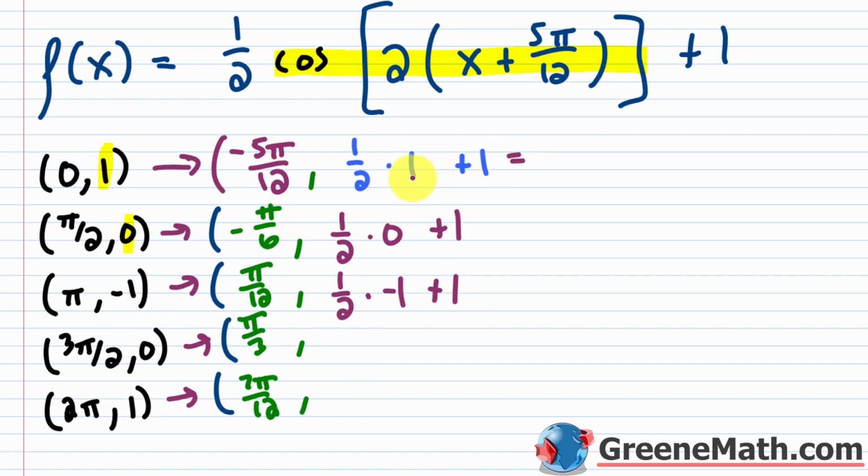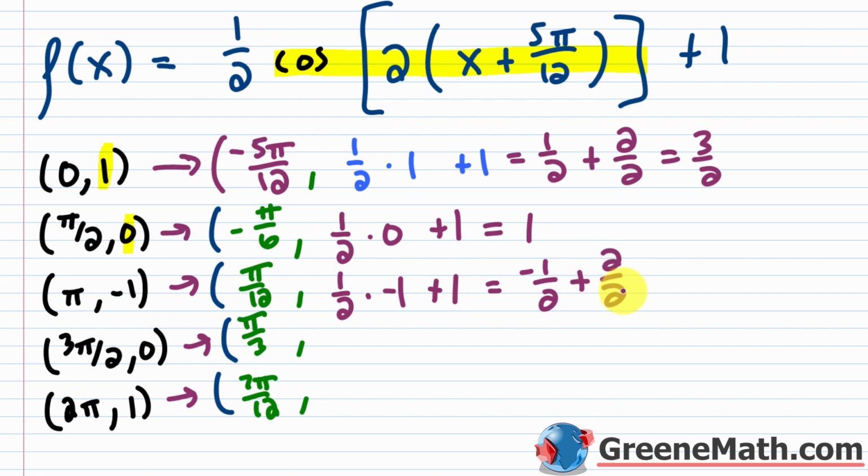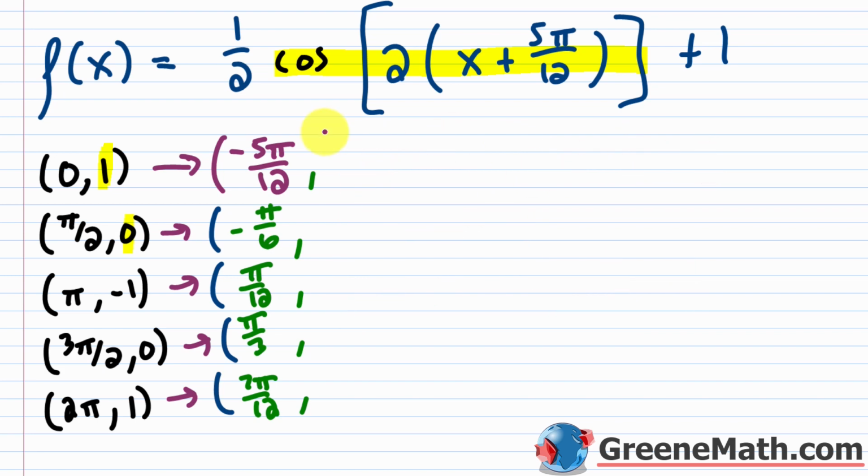So I'm just going to say that this is 1/2 times 1, which is 1/2, plus, let's write 1 as 2 over 2, so this is 3/2. Then this one, anything times 0 is 0, so this is just 1. And then negative 1 times 1/2 is negative 1/2. And then plus, this will be 2 over 2, so this is 1/2. So this would be 3/2, 1, and 1/2. Let me erase this and write those in. So this is 3/2, 1, and 1/2. And again, for this one, it's going to be 1 again. And then for this one, it's going to be 3/2 again.